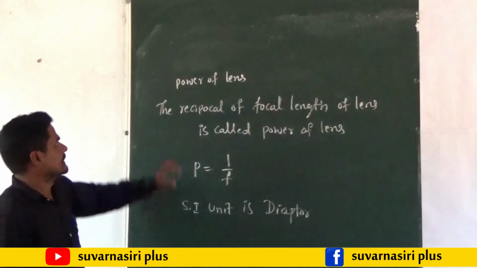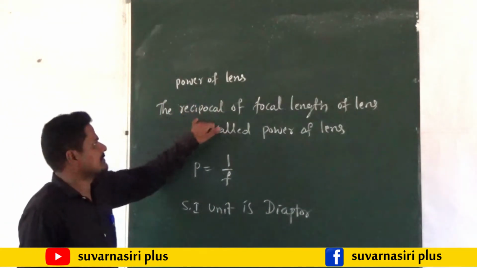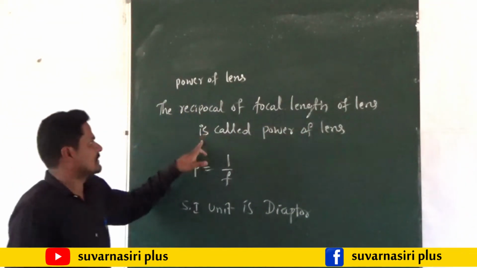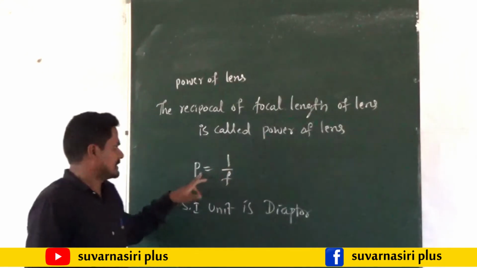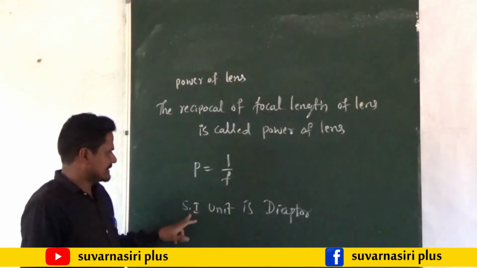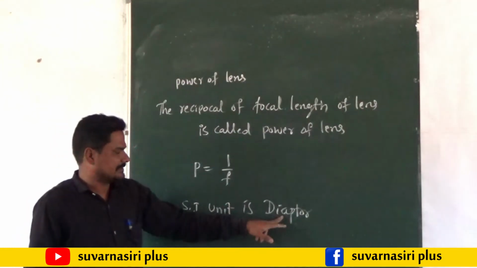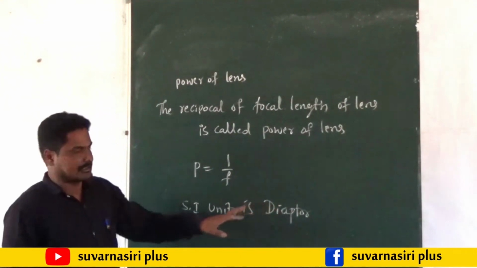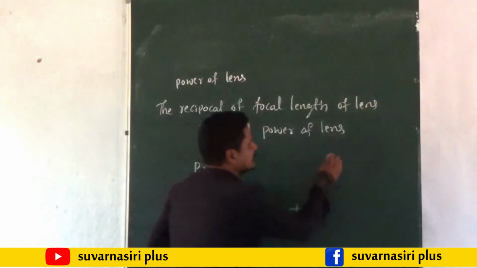So this one, it is power of lens. The reciprocal of focal length is called power of lens. Power of lens is P is equal to 1 by F. SI unit of this power of lens is diopter.